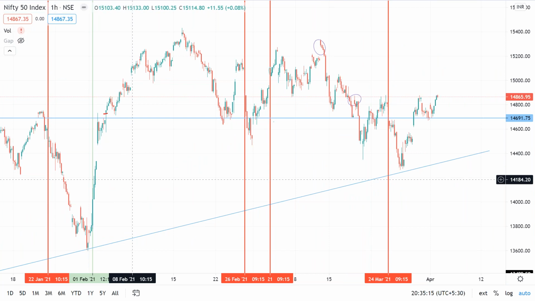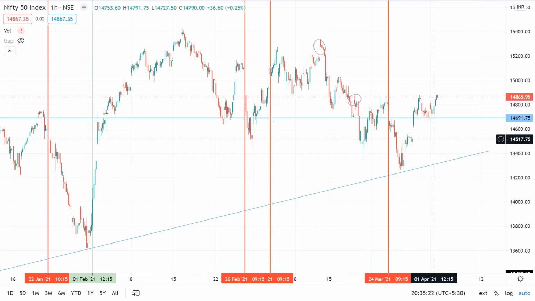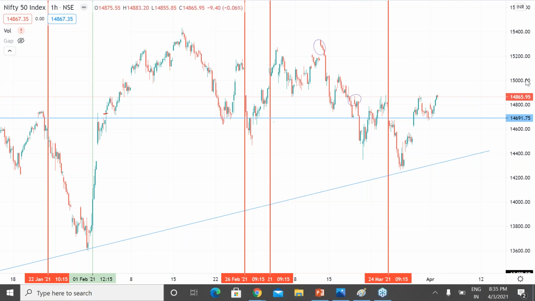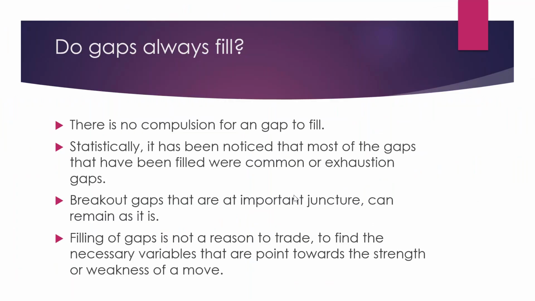What is important is to understand the nature and how to trade in the now moment, regardless of these principles which you make up in your mind, that this gap will be filled or not, because this can make you biased. Breakout gaps happen at an important juncture, like the one I showed you at the lower level. It seemed like a common gap, but actually it was very powerful. So it could be categorized as a breakout gap. It was at such an important juncture that it had a lot of strength, and it did not get filled very easily.